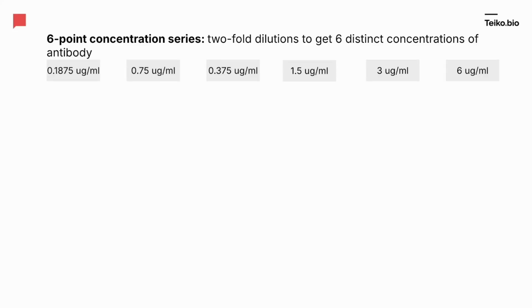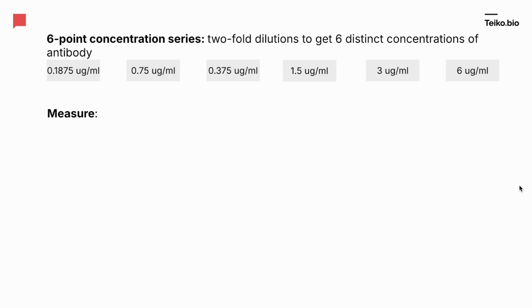So for every antibody, we start with a similar process. We always start with a 6-point concentration series where we start at 6 micrograms per milliliter and perform a 2-fold dilution down to 0.1875 micrograms per milliliter to get 6 distinct concentrations that we test for each antibody.